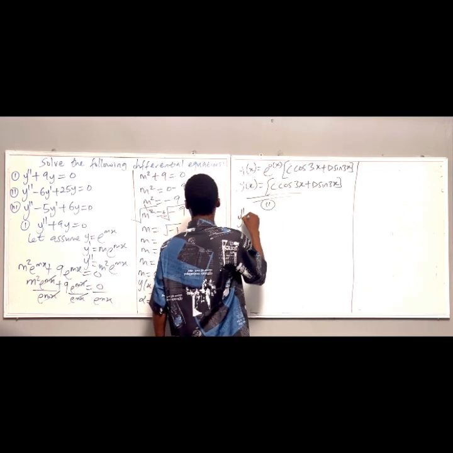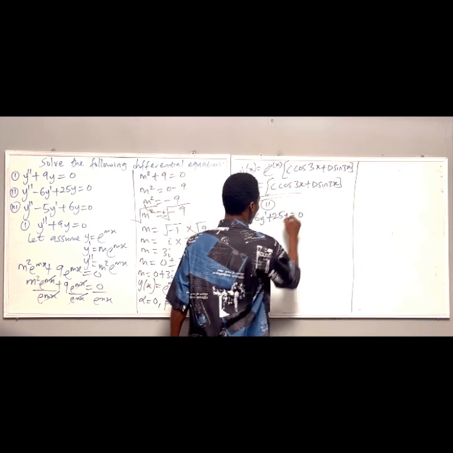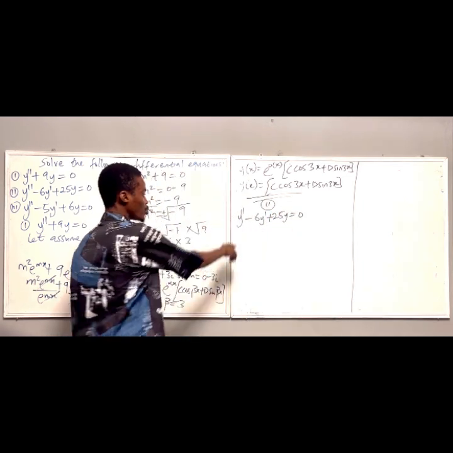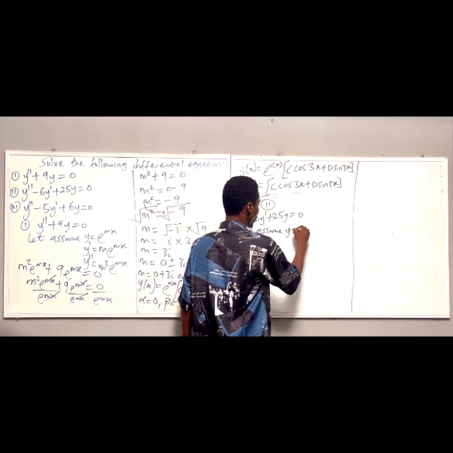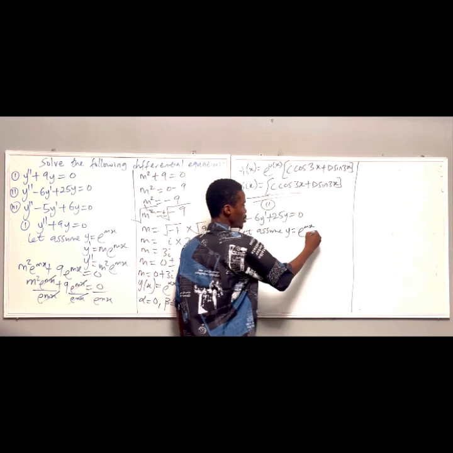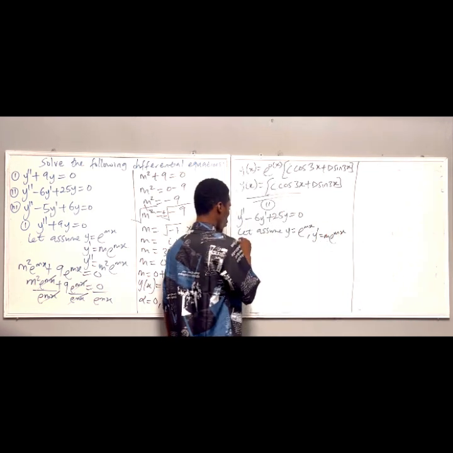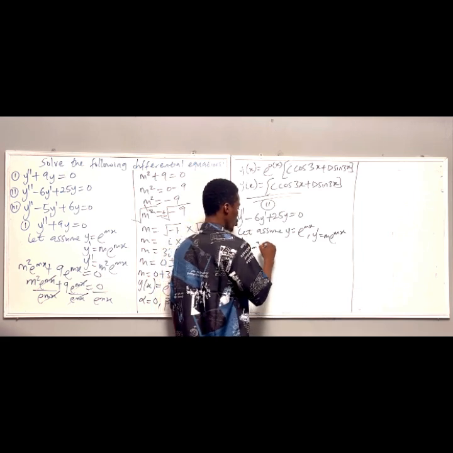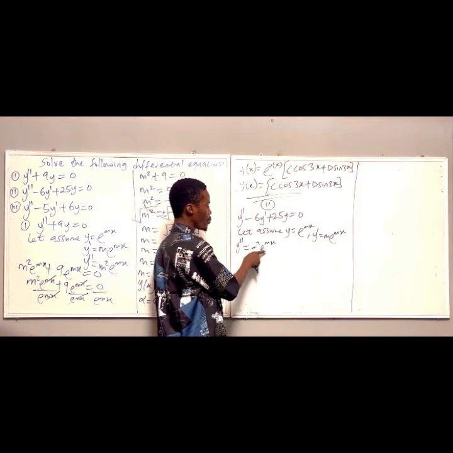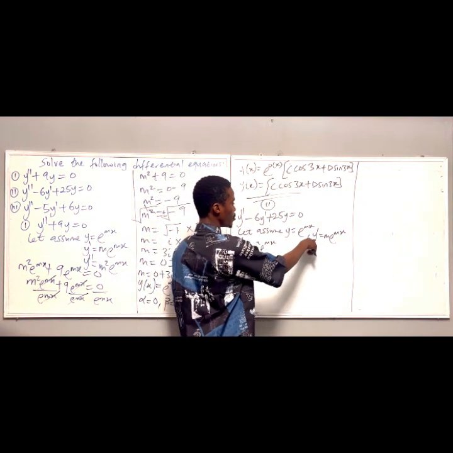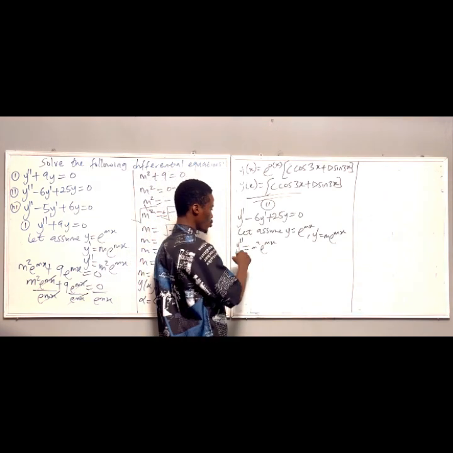y double prime minus 6y prime plus 25y is equal to 0. So I'm going to assume that y is summation ms. Then y prime is m summation ms. Then y double prime is m square summation ms. I will now put y double prime, y prime, and y into this equation.